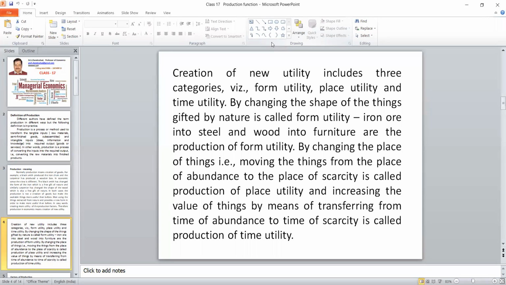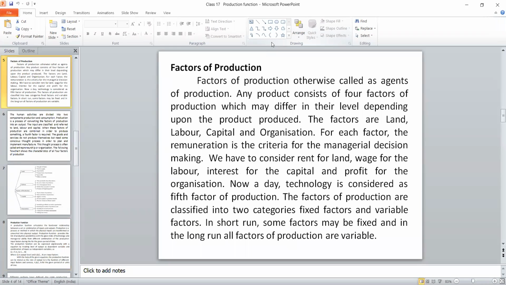And the third one, increasing the value of a thing by transferring it from a time of abundance to a time of scarcity is called time utility. In this pandemic situation, the mask and gloves and sanitizer, definitely it is time utility, because the sanitizer was very low priced. Today, if you go and buy, it is double the price. So the utility is divided into three categories: form utility, place utility, and time utility.